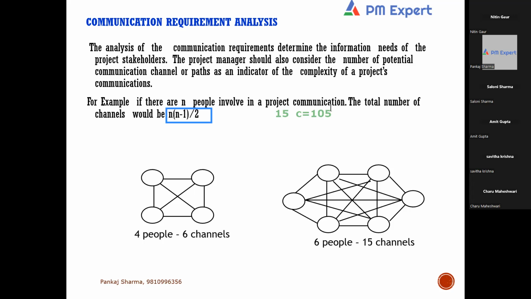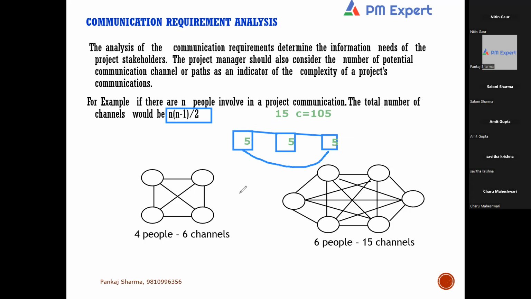Now, if I create 3 groups with 5 people each, and we create a rule. The rule is the communication across the groups will only happen through leads. The leads will communicate across the groups, like this. A lead can communicate from here to here, or from this point to this point.